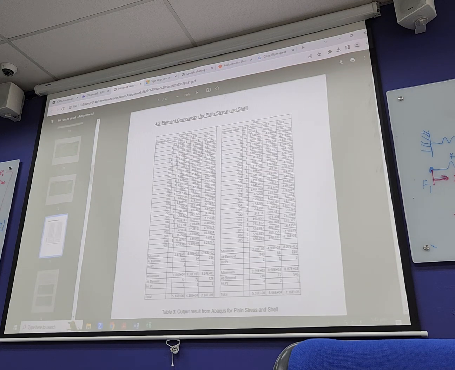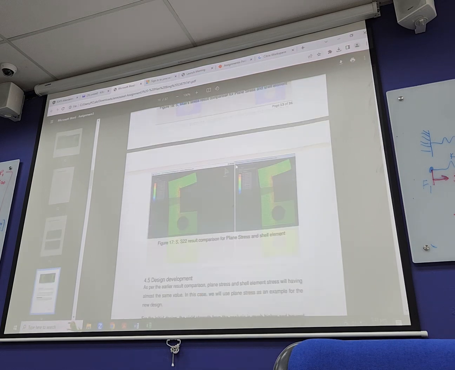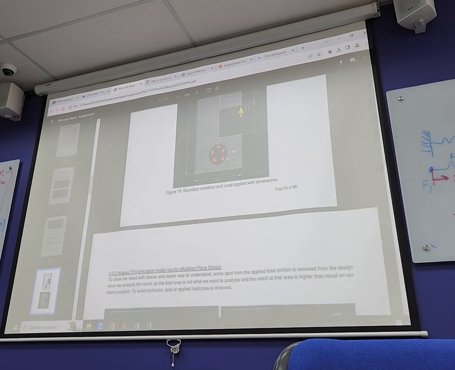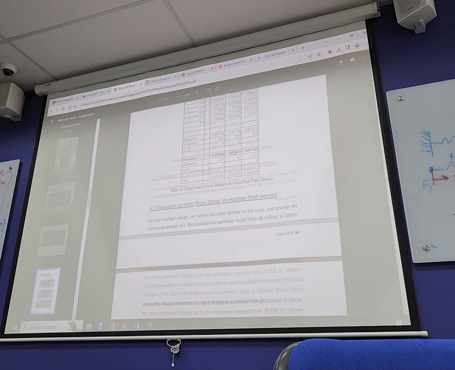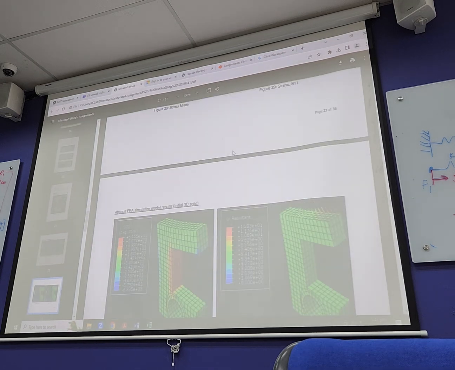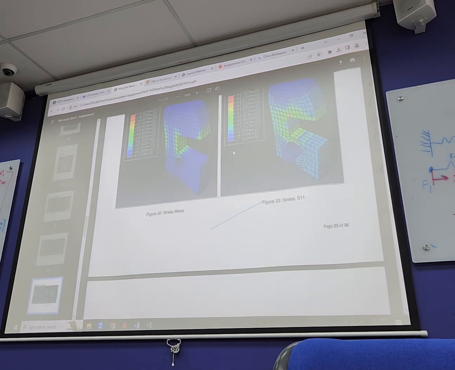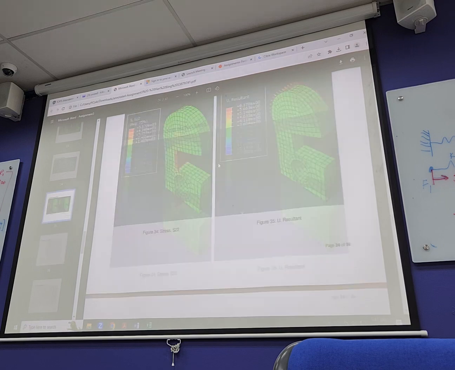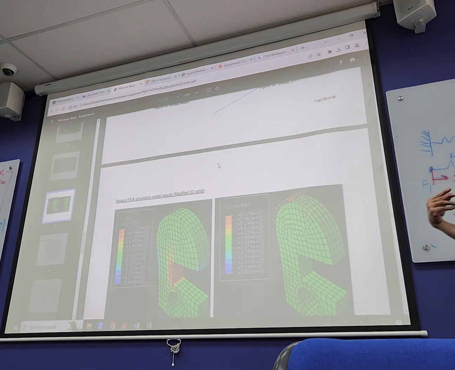Then you see all the stress that comes in, your plane stress, your plane strain. This is a shell model. Remember we said this could be represented as a beam, as a plate, or as a solid. After that they go on to do a solid model, with refinement to the design.